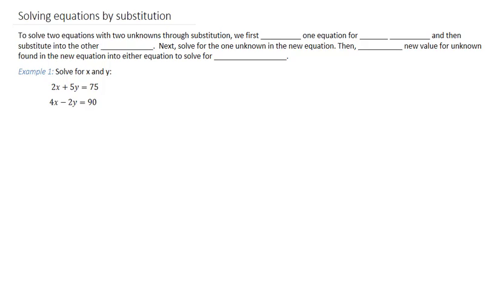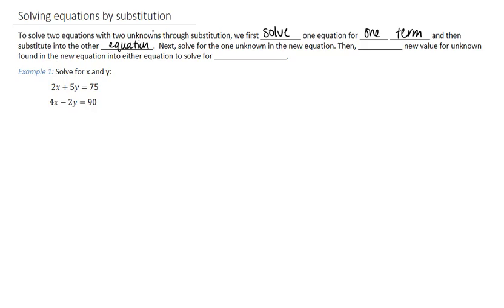Solving equations by substitution. To solve two equations with two unknowns through substitution, we first solve one equation for one term, and then we substitute into the other equation. Next, we will solve for the one unknown in the new equation.